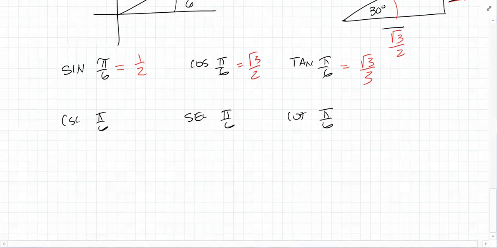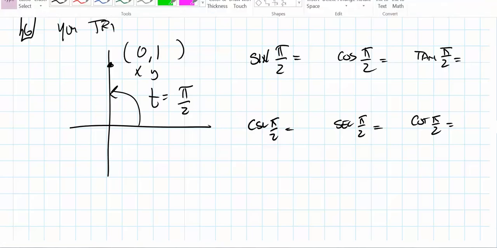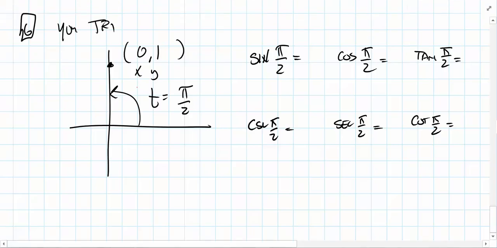Once you have all of these, you take the reciprocal. So the cosecant of pi over 6 is just 2. Secant of pi over 6, I got 2 rad 3 over 3. And then the cotangent of pi over 6, I just got a positive rad 3. Okay, remember that, right? Whenever you have x and y, x is cosine, y is sine. That should help you out.